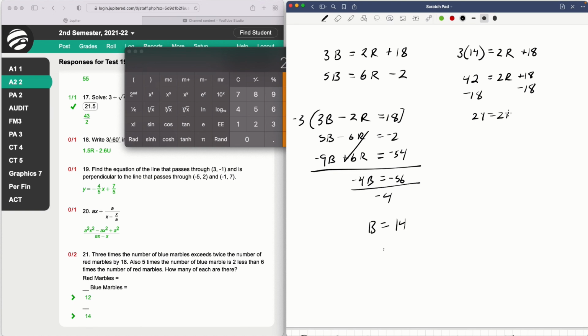2r. So that means that 12 is equal to r. All right. So we had 14 blue marbles and 12 red marbles. Ta-da. We solved it. All right, sweet girl.